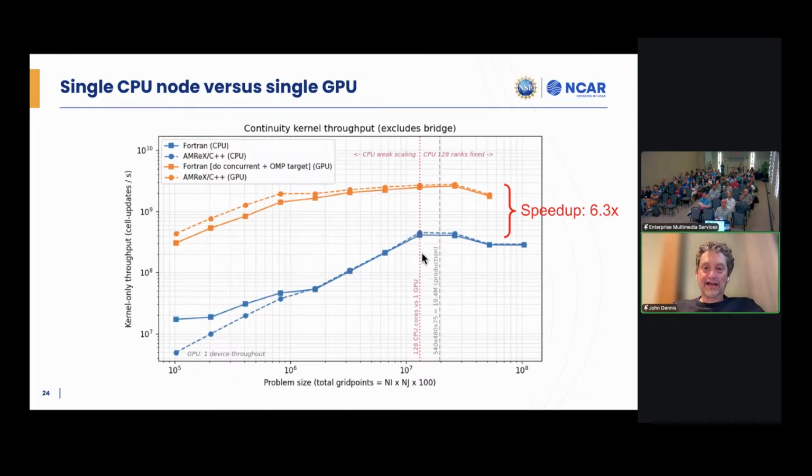Again, the sweep through the problem sizes, and you see the orange, which is the GPU, is higher than the blue, which is the CPU. If you calculate this, you see a speedup above a factor of 6 when you compare a full CPU node to a GPU device. This is also what we were hoping for and what we've seen on other codes. This will not hold as we get more of the model on the GPU, but it's still a good place to start.